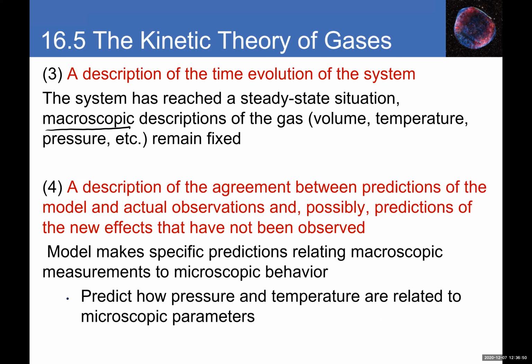Macroscopic variables are volume, temperature, pressure, and things like that. They remain fixed. Now, it also represents a description of the agreement between predictions of the model and actual observations, and possibly predictions of new effects that have not been observed. So this model makes specific predictions relating macroscopic measurements to microscopic behavior, predicting how pressure and temperature are related to microscopic parameters. Again, the pressure, temperature, and volume represent the entire system, right?